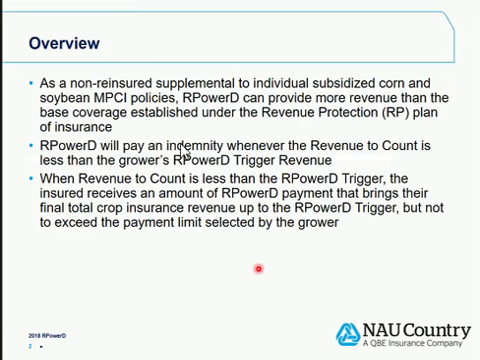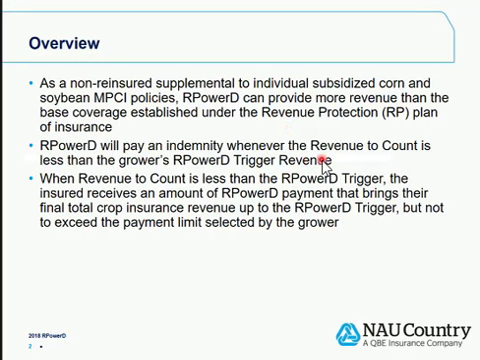Okay, a quick overview: it's a non-reinsured supplemental to individual subsidized corn and soybean MPCI policies. RPowerD can provide more revenue than the base coverage established under the Revenue Protection Plan. By the way, you'll see that there are other plans you can purchase RPowerD with, but I would suggest it probably works best in conjunction with the Revenue Protection Plan, which is the underlying coverage for the highest percent of policies.